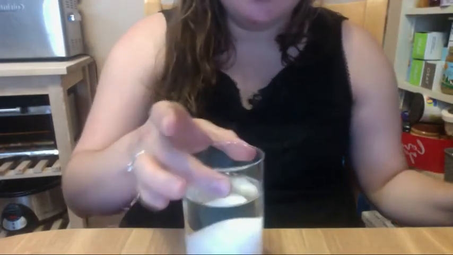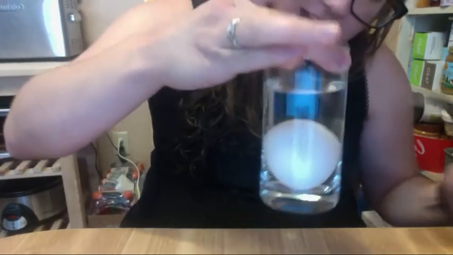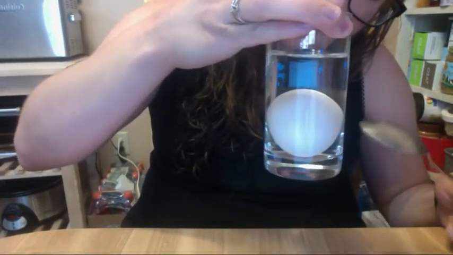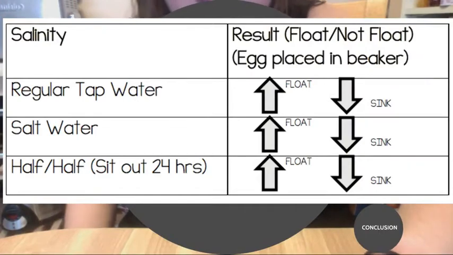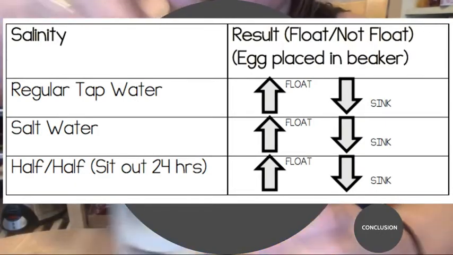And my egg sinks, right? It sinks all the way to the bottom of my glass. So record that in. Make sure you color in that sinks arrow. The next one we're going to try is salt water.